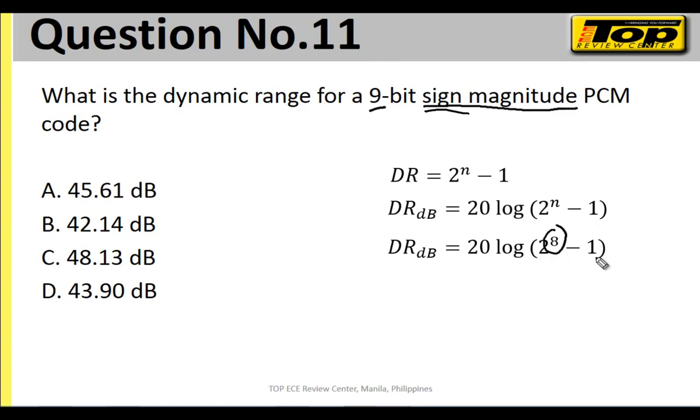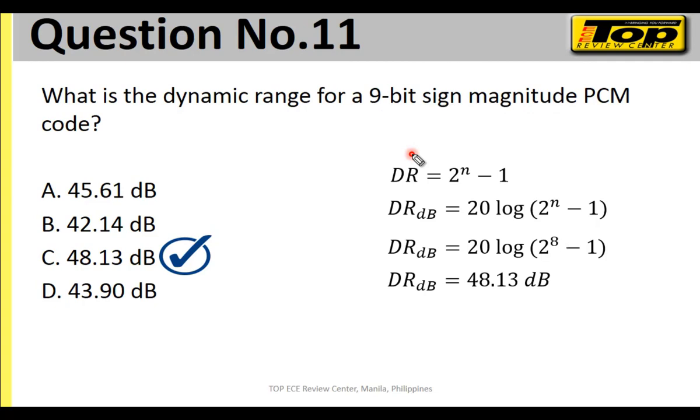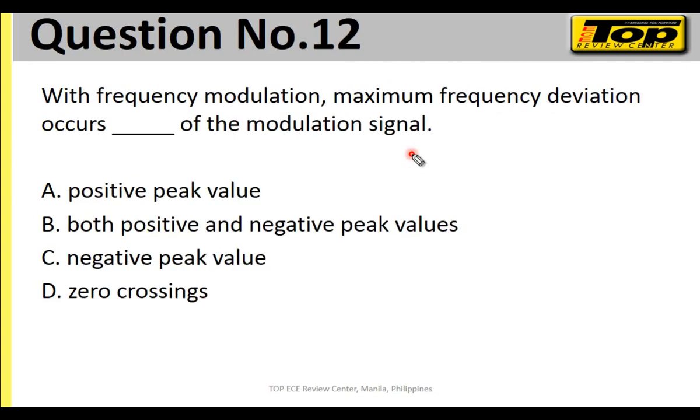So 2 raised to 8 minus 1, you get the logarithm of that, then multiply it by 20. The answer will become 48.13 dB. And of course, that is letter C for number 11. Okay? Next number. Number 12.